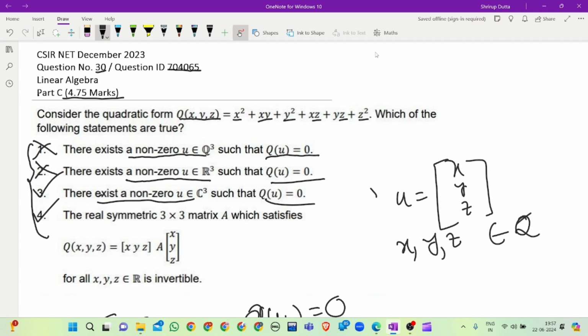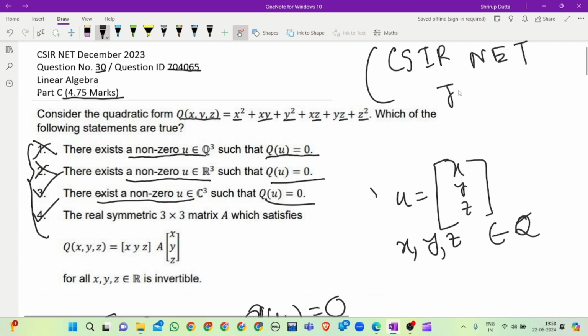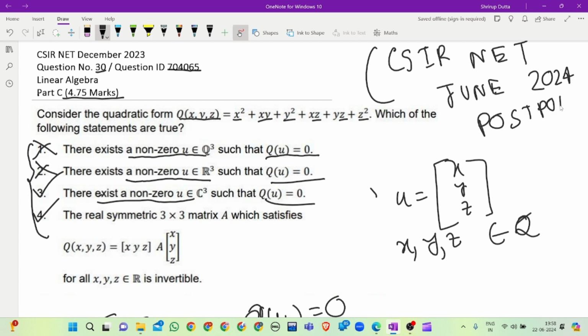4.75 marks very easily. And recently we have news that the CSIR NET June session 2024 is postponed, but it is not cancelled. So please don't get disappointed. Please be prepared for CSIR NET June 2024, because that exam will happen anytime.